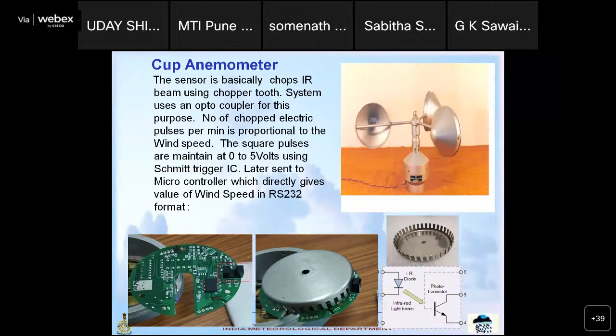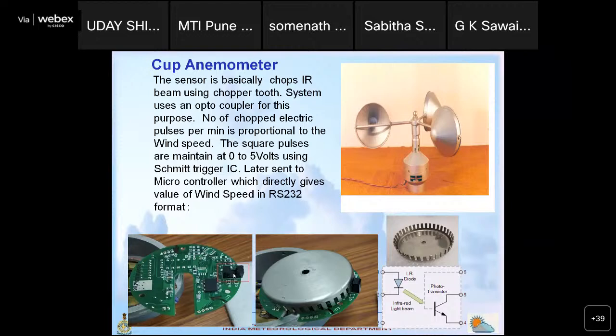Because this circuit is there, a small electronic circuit with a transmitter and receiver. This is the transmitter, meaning IR light will always be there. And this is the receiver, a photodiode, a phototransistor. And this is the IR diode, infrared diode, just like our remote control light. That is the IR light, it is not visible to you. So this is the infrared light transmitter and this is the receiver.